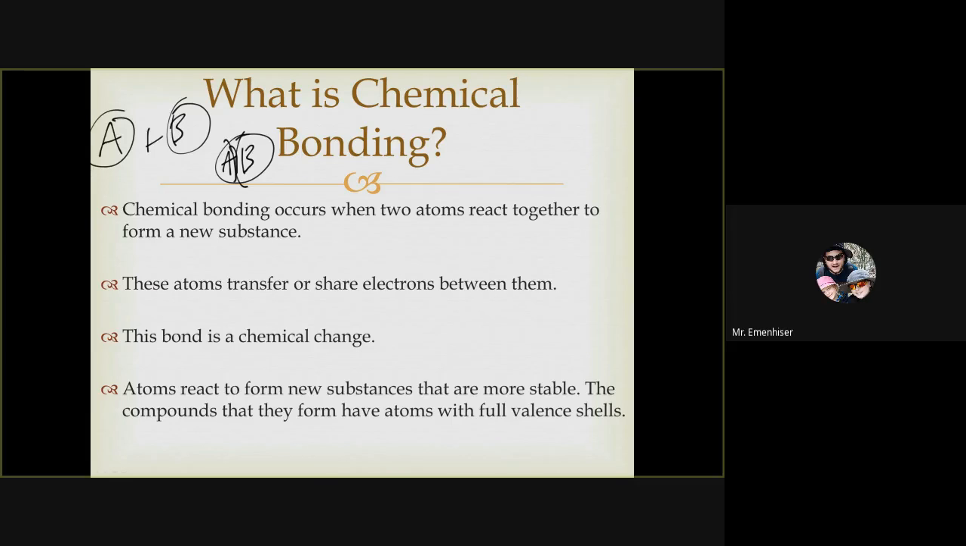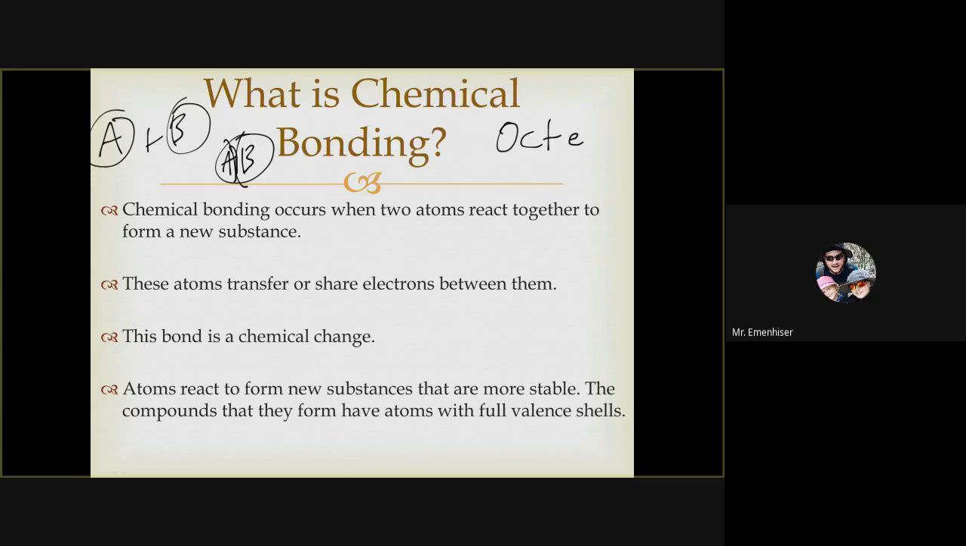So this is why bonding occurs at all. This is one of the questions on the Edpuzzle. Atoms are going to react to form new substances that are more stable because they're going to have full outer shells. And so when you have electrons transferred or electrons shared, this is meant to fulfill the octet rule.